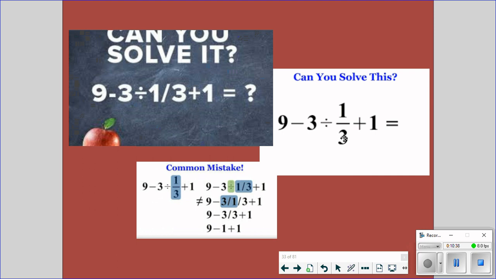Now, 3 divided by 1/3. Well, how many 1/3s are there in $1? How many 33.3 cents do you have in a dollar? 3 of them. So if I have $3 and I'm dividing by 1/3, and there are 3 1/3s in a dollar, $3 divided by 1/3 would be 9. And then from left to right, 9 minus 9 is what? 0, plus 1. So the answer would be 1.